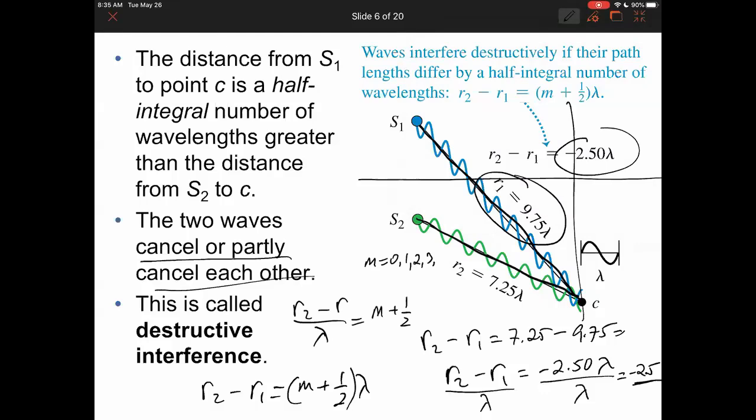If M is 0, you get 1/2, which is 0.5. If M is 1, you get 1 plus 1/2, so you get 1.5. If M is 2, you get 2 plus 1/2, so it becomes 2.5, then 3.5, and things like that. That means the right side of this equation is never going to be an integer. It's always going to be 0.5, 1.5, 2.5, 3.5, 4.5, and so on. That is destructive interference. Remember, for constructive interference, with this ratio you're going to get 0, 1, 2, 3, 4, 5, always. The right side is always going to be an integer.